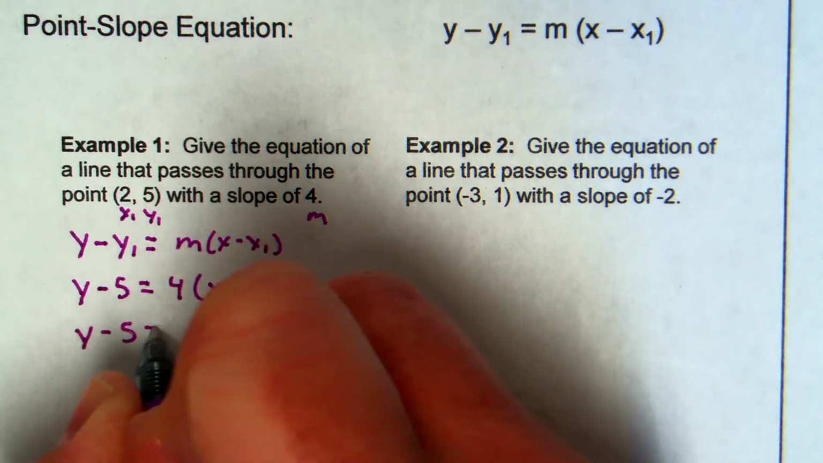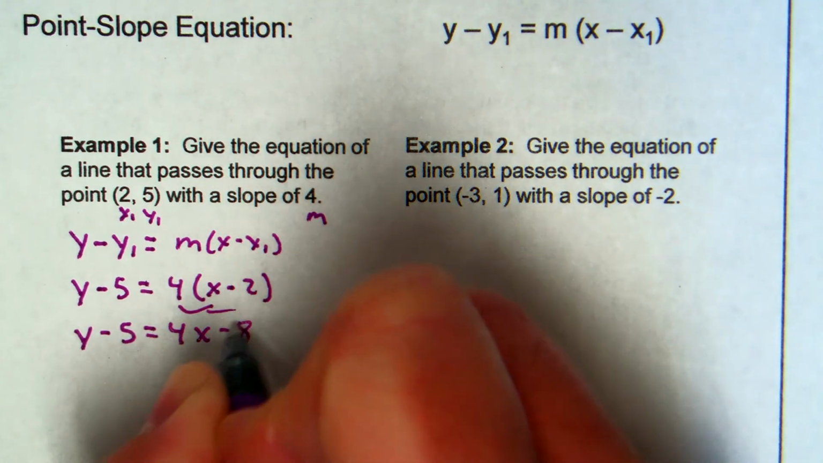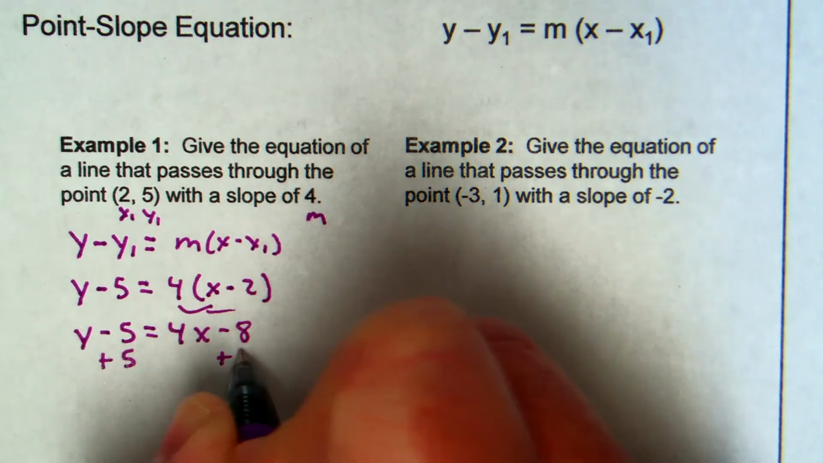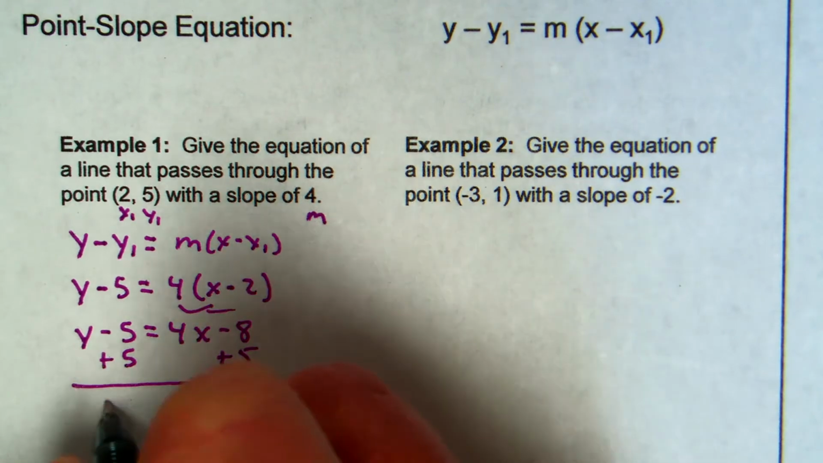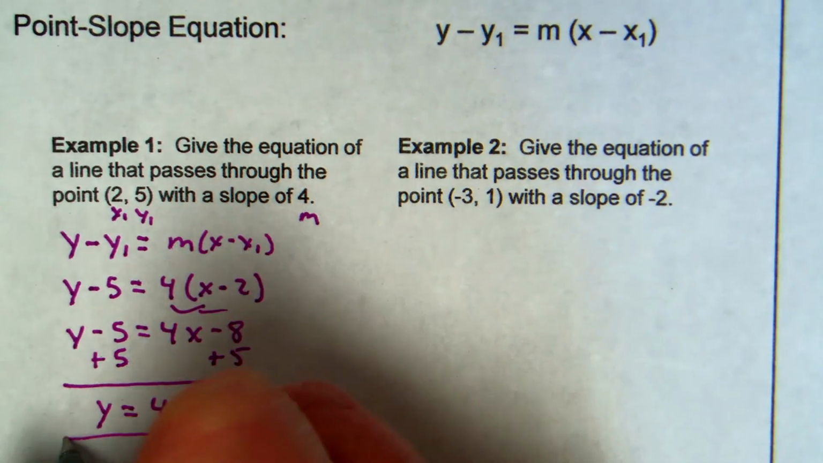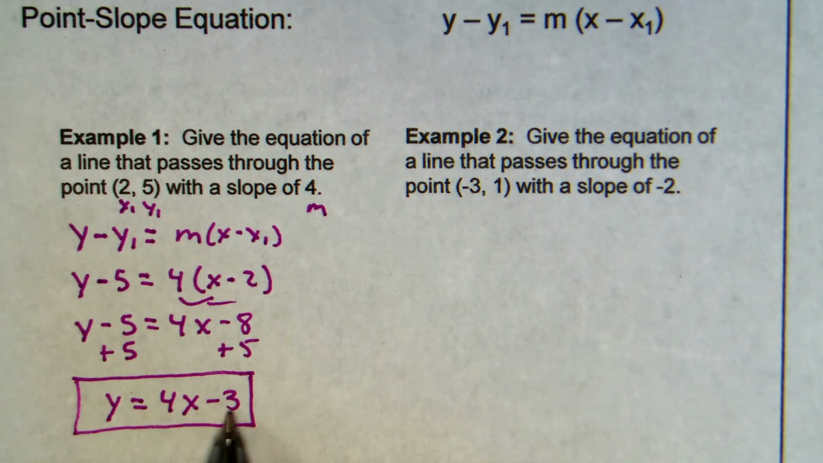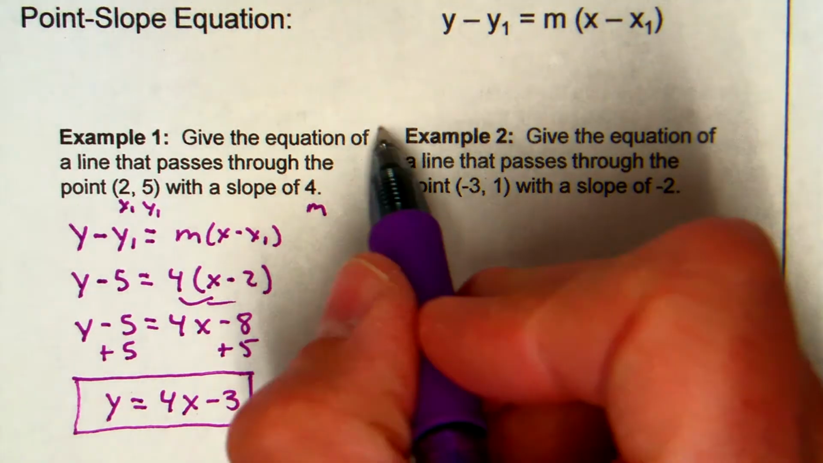I use the distributive property to pass out the 4. That's 4x minus 8. And then I use the property of equality to get the 5 to the other side. y equals 4x minus 3 is the slope-intercept equation that gives me a slope of 4, and that when I plug in a 2 will also give me a 5. 4 times 2 minus 3 is 5.